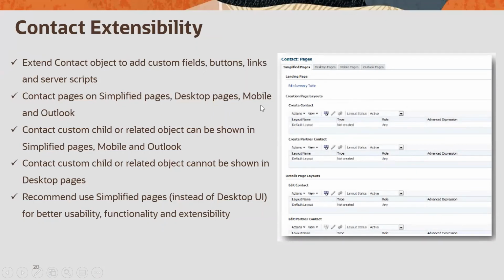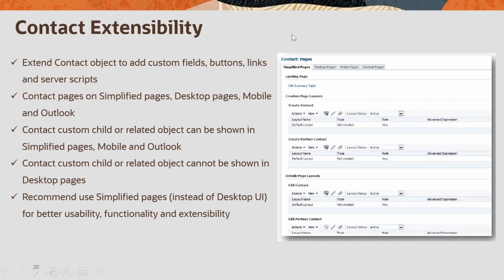In the same way, we can customize or extend account, and contact too. That means we can create pages, add a few fields, and disable or enable infolets. We can add new subtabs and add child records. All of that we can use in contact extensibility also.